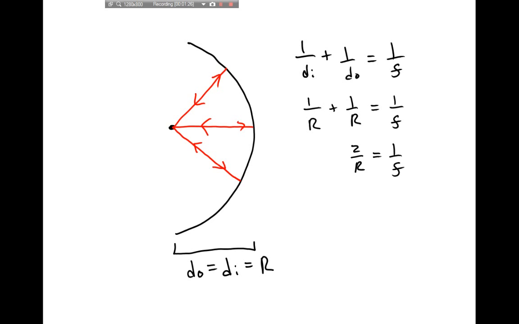So looking at this, we see that the focal length is going to be equal to the radius of curvature divided by 2. So this is just another way to remember the formula for the focal length of a spherical mirror. Now of course, this doesn't actually prove that a spherical mirror will create an image. However, this is nonetheless a really, really easy way to remember that formula.